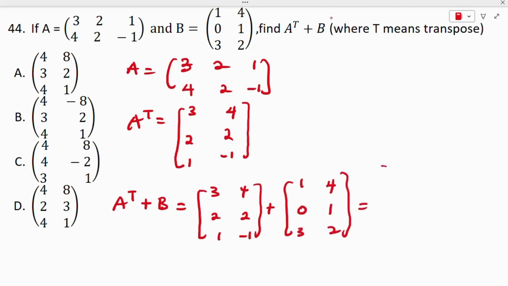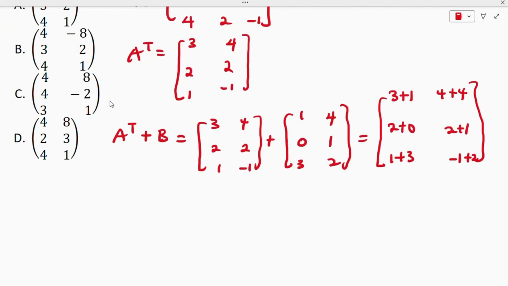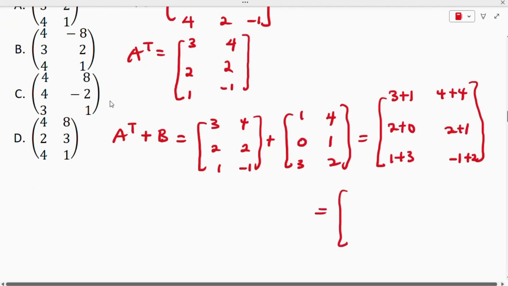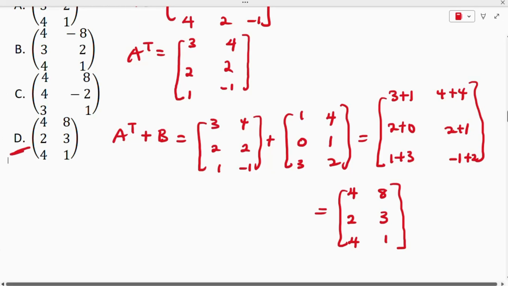So this is equal to 3 plus 1, 4 plus 4, 2 plus 0, 2 plus 1, 1 plus 3, and negative 1 plus 2. So we have 3 plus 1 is 4, 4 plus 4 is 8, 2 plus 0 is 2, 2 plus 1 is 3, 1 plus 3 is 4, negative 1 plus 2 is 1, and this is the answer. So we have 4, 8, 2, 3, 4, 1. So from the options we have D to be the correct answer.